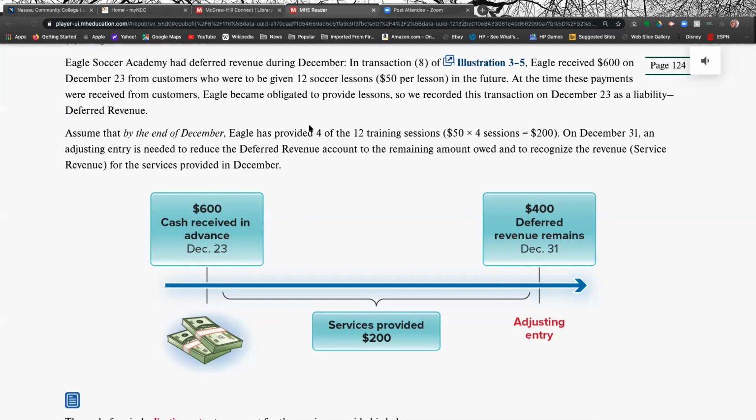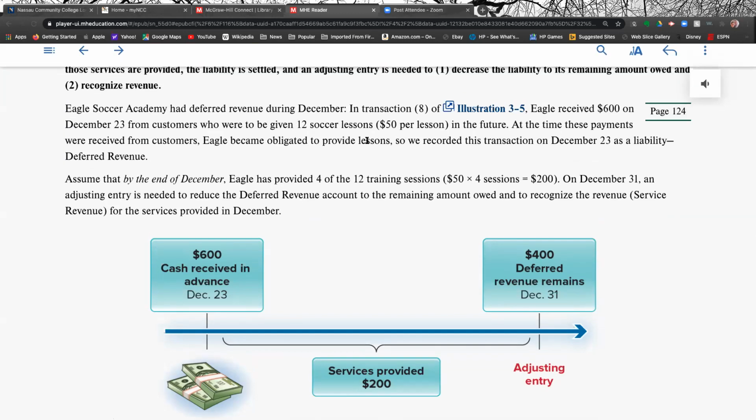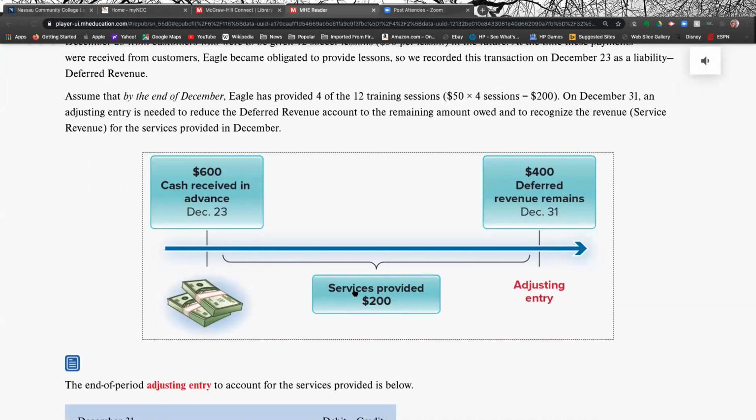We did 4 sessions. The customer paid us in advance for 12 sessions times $50 a session. But during December, we provided 4 of the sessions. So 4 times 50 is $200. Of that $600, 200 of it has been earned, right? See services provided.